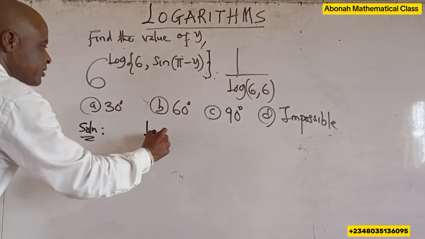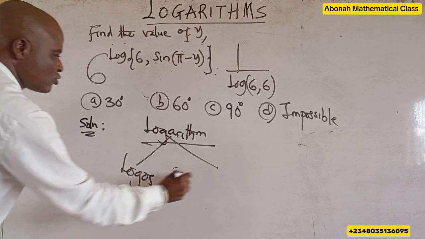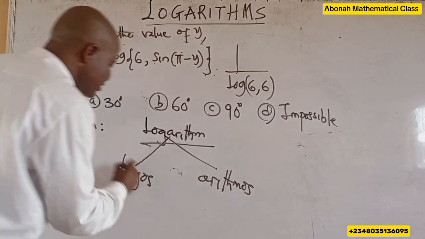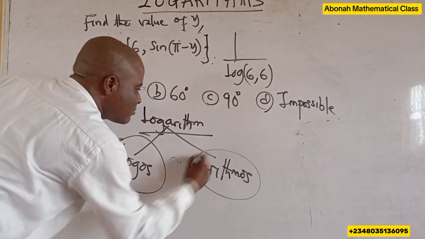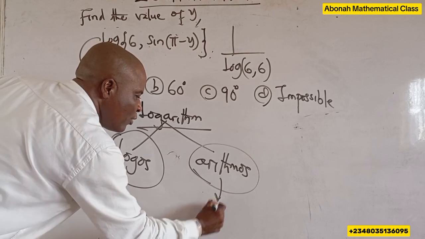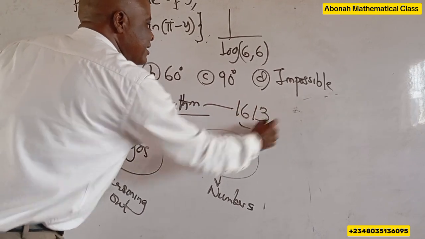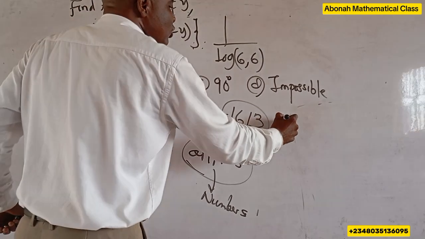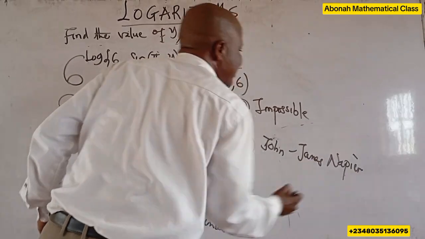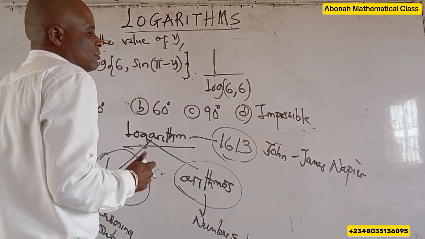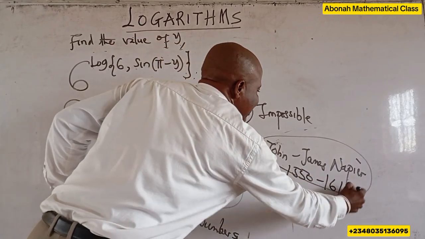Now, before I go, logarithm is a topic in mathematics. We got the word logarithm from two Greek words, logos and arithmos. What is logos? Logos means reasoning out. What is arithmos? Arithmos means numbers. Logarithm was established in 1613 by a Scottish mathematician, John Napier. This man was a great philosopher, a farmer in Scotland that discovered logarithm. He was born in 1550 and died in 1617.